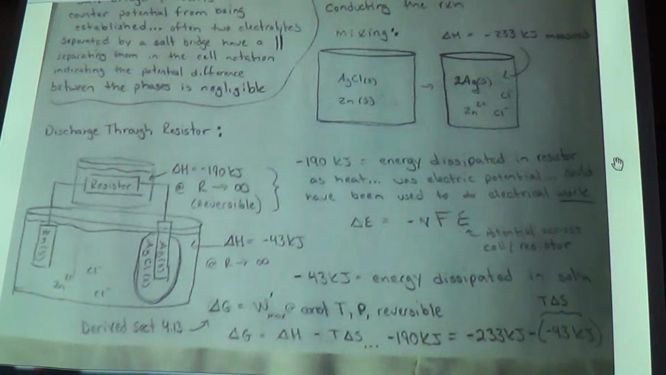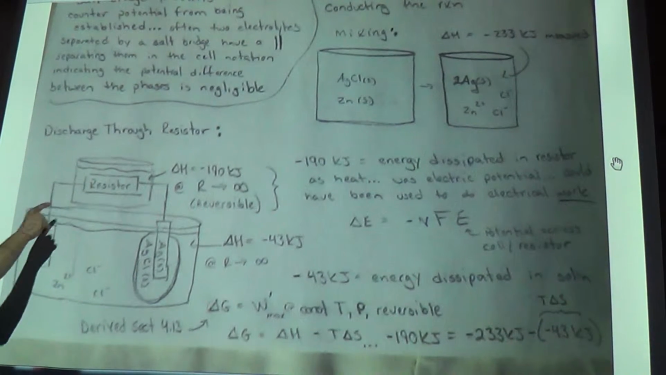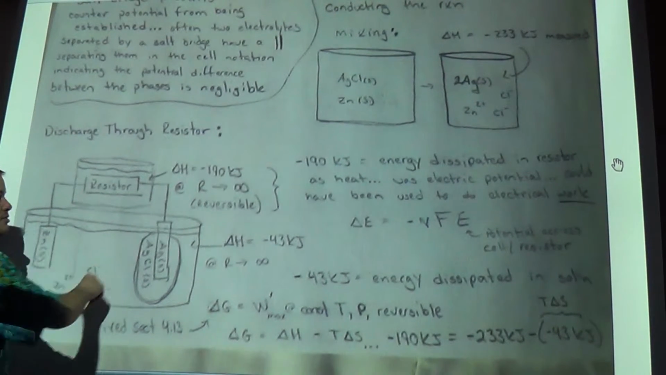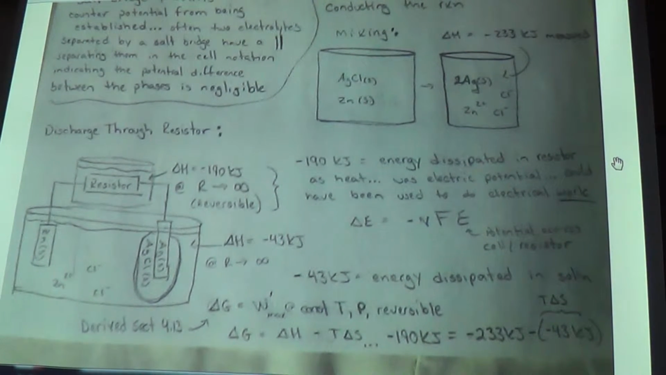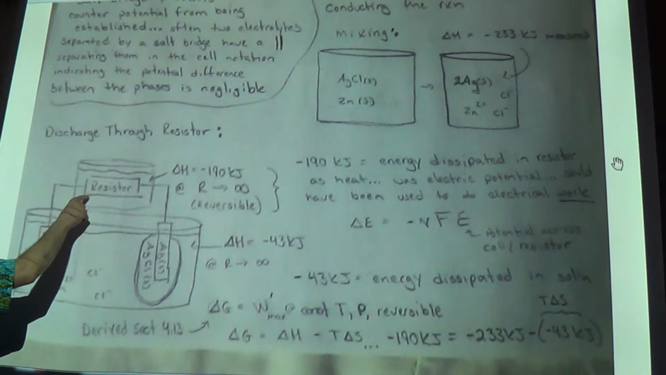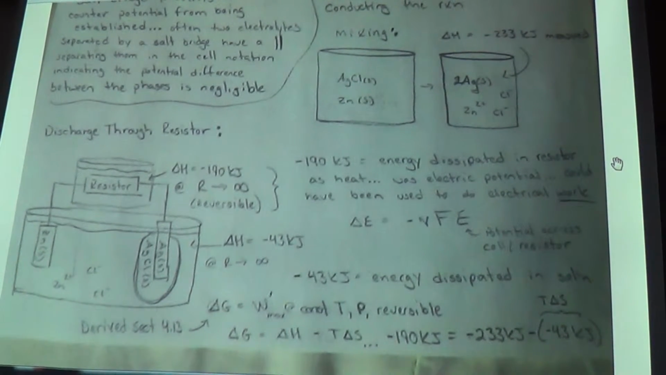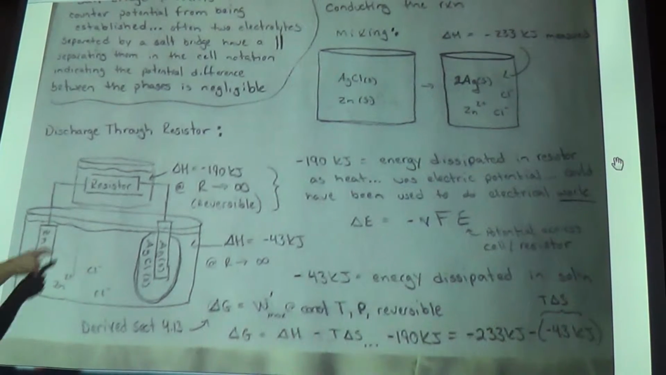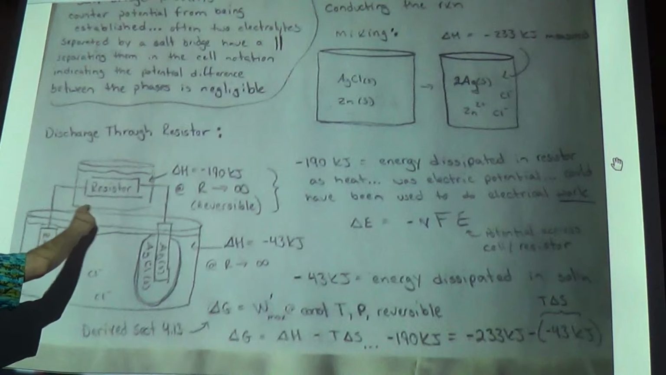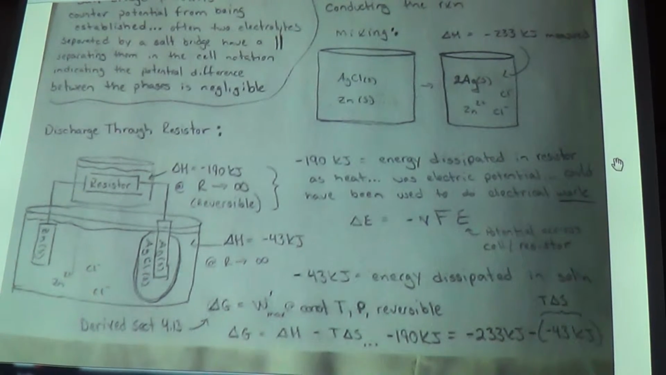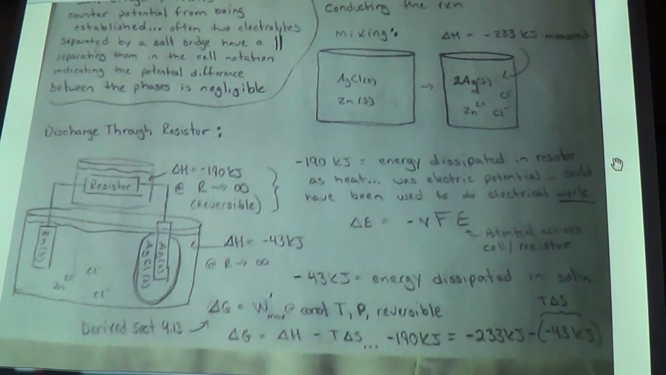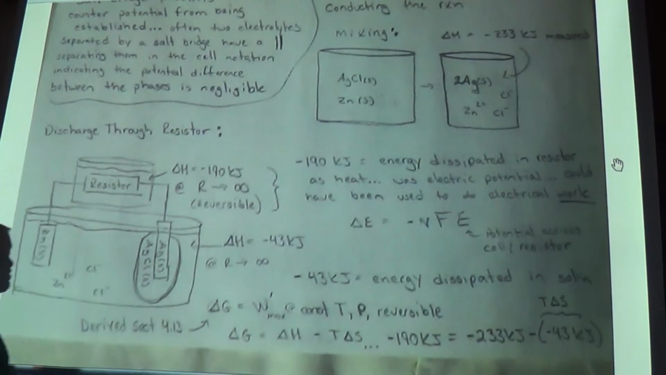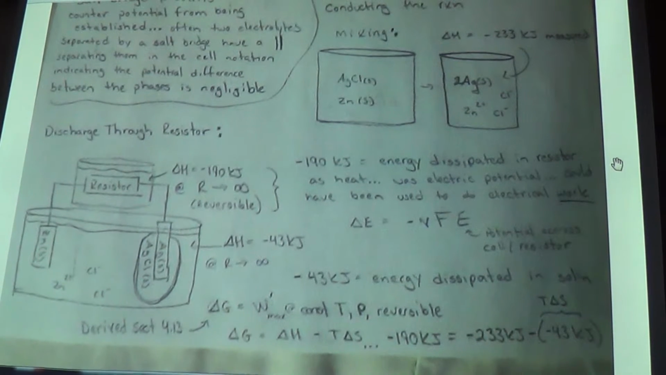And you discharge this cell. You'll notice that as the resistance of this resistor goes to infinity, the amount of heat that you measure in this calorimeter approaches negative 190 kilojoules. So about 190 kilojoules of energy is being released into this body. And delta H down here ends up being negative 43 kilojoules, moving towards negative 43 kilojoules.